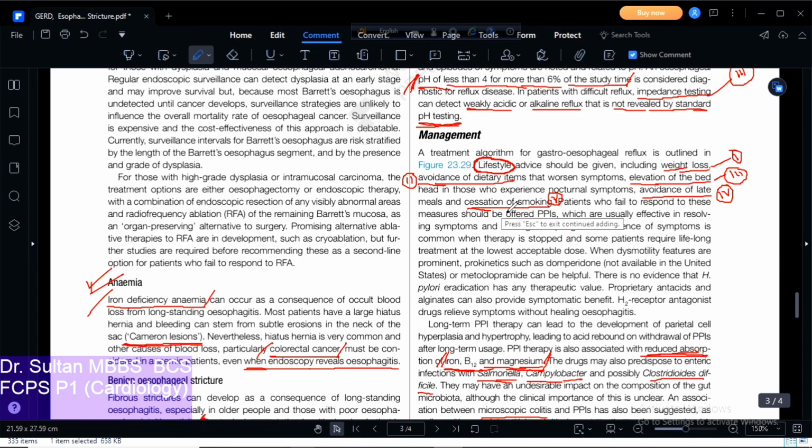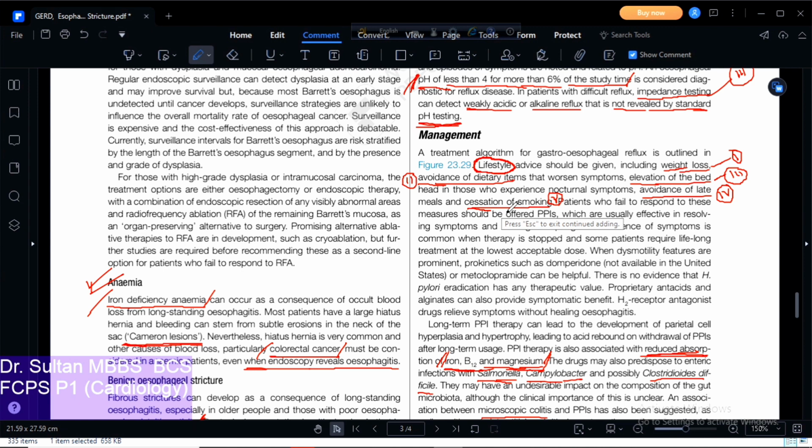Now let's move on to the management, very important. So what will be the management? First of all, there will be non-pharmacological management, that is lifestyle modification. This is very important. Without lifestyle modifications, the symptoms of GERD cannot be relieved properly. Okay, so what lifestyle modification advice do you have to give to your patient?